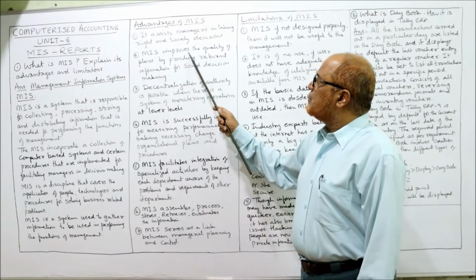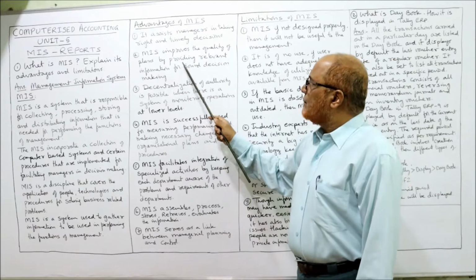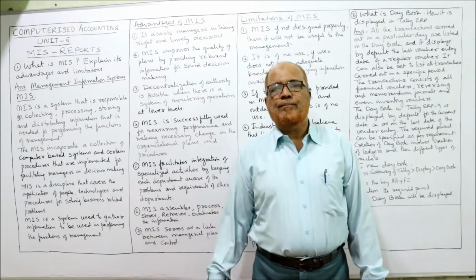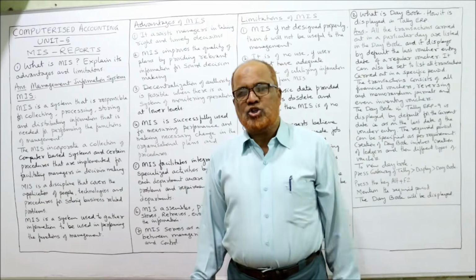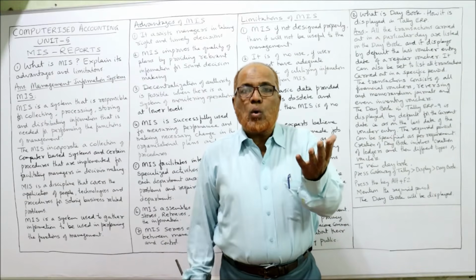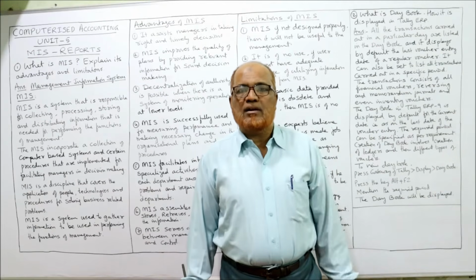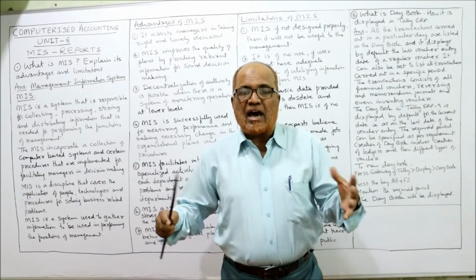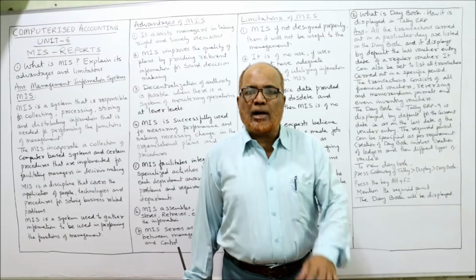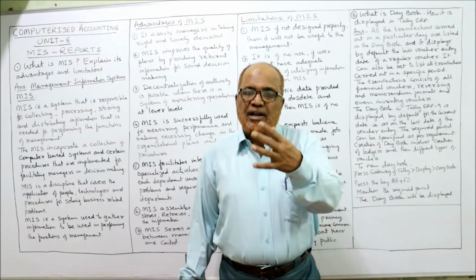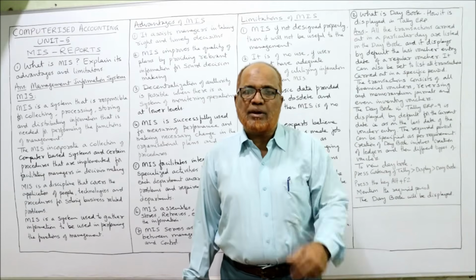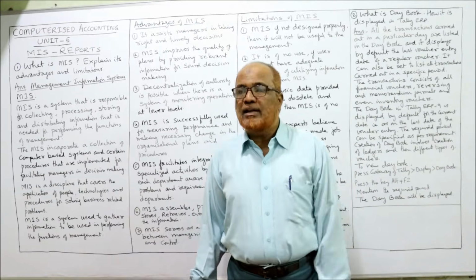Secondly, MIS improves the quality of plans by providing relevant information for sound decision making. See here, planning requires information. If we provide good information, then the quality of the plans will increase. Better plans, effective plans, efficient plans we can make. So ultimately, MIS will generate such information which is very much relevant in decision making. So the quality of plans will increase.